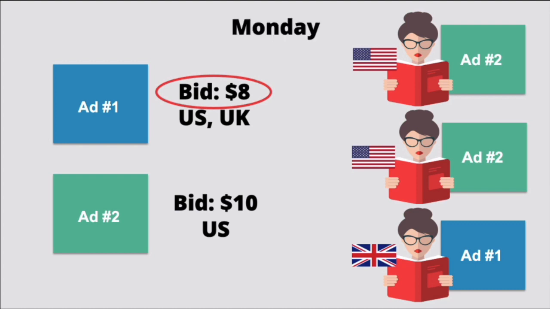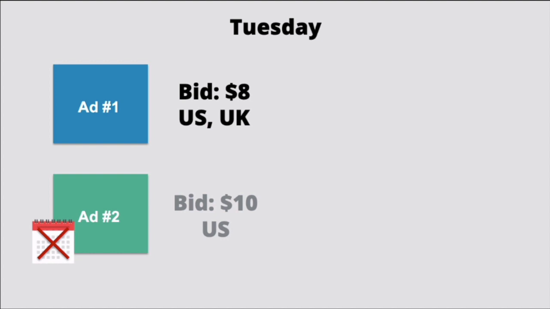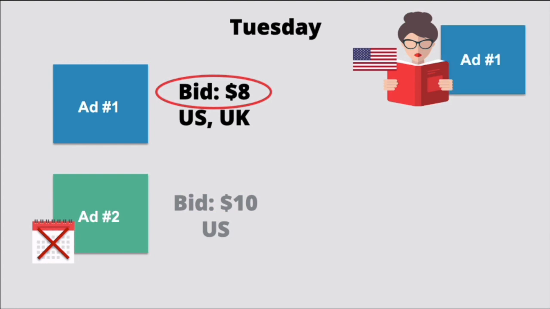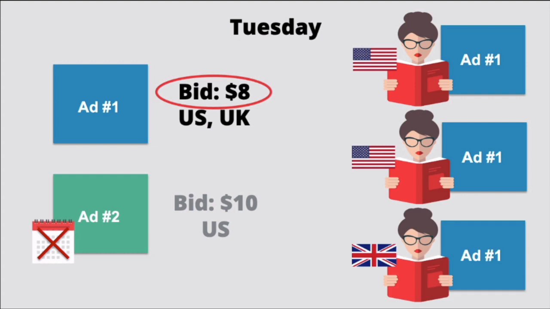But let's say that this all happened on a Monday, and ad number 2 was only scheduled to run through that Monday. On the following day, ad number 2 is no longer competing in the auction for this audience of readers because it hit the end of its schedule. This means ad number 1 is now the highest bidder for this audience of readers in both the US and the UK. So ad number 1 can now win impressions for readers in both regions. This scenario demonstrates how a campaign might be more or less competitive in the auction from one day to the next, depending on which other ads are running at the same time.